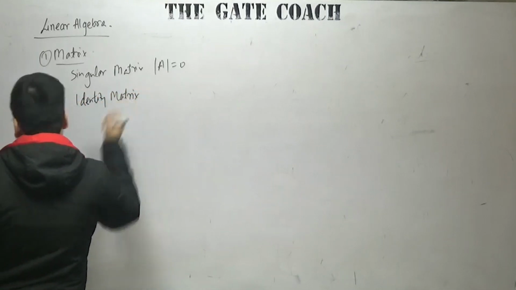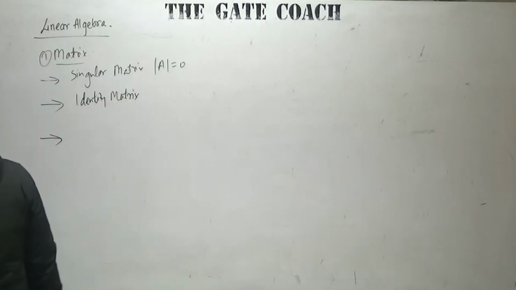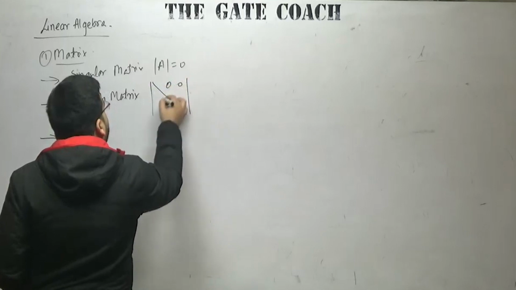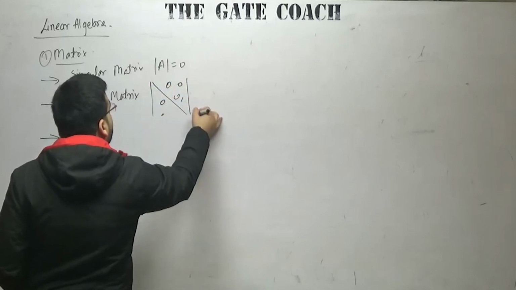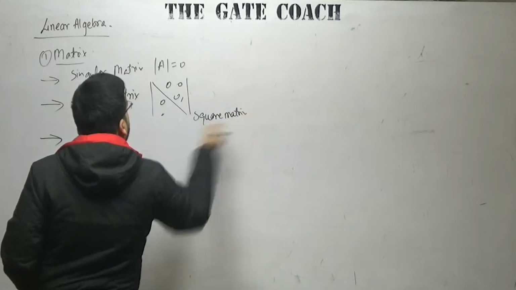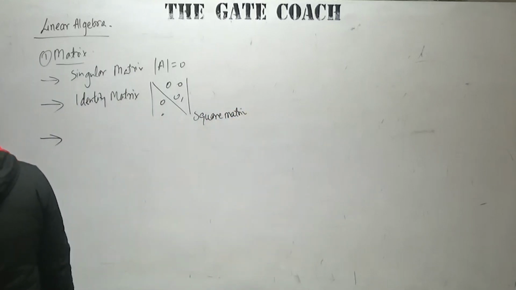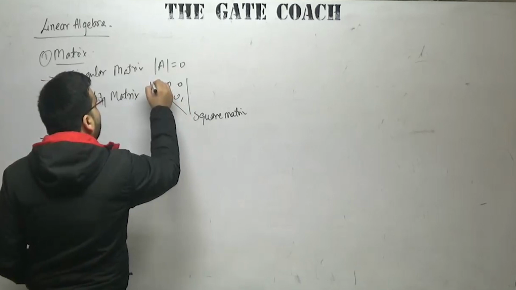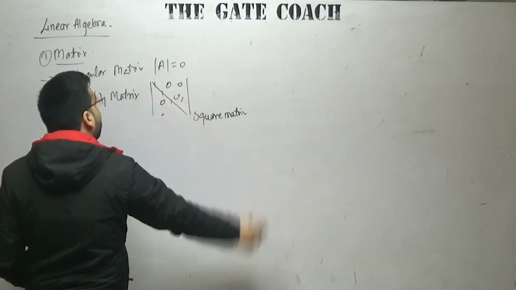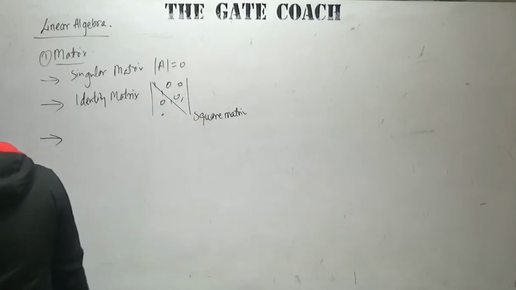Identity matrix. So now what is an identity matrix? If the principal diagonal has some elements and the other elements are 0, it is a square matrix, by the way. This type of matrix is called the identity matrix, and the principal diagonal has the element 1, 1, 1, 1, 1, 1, 1. Other elements are 0.